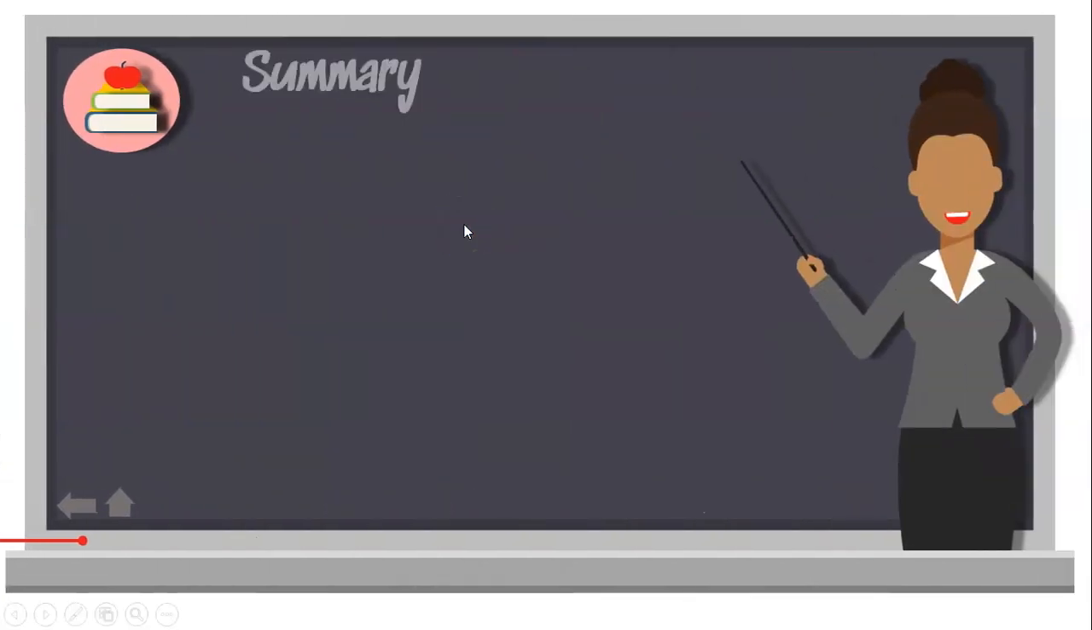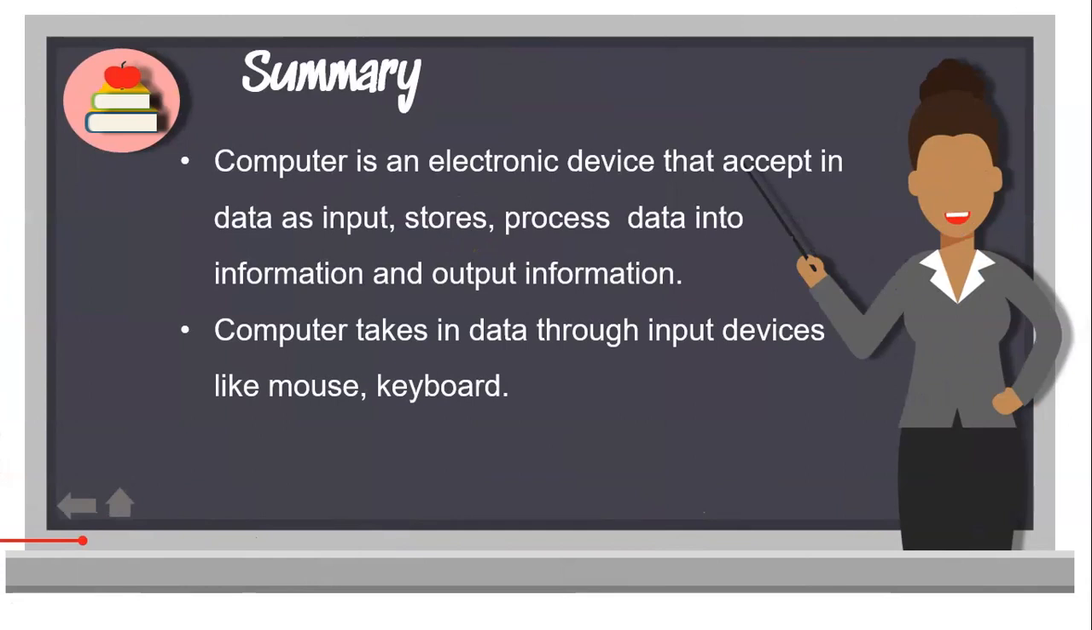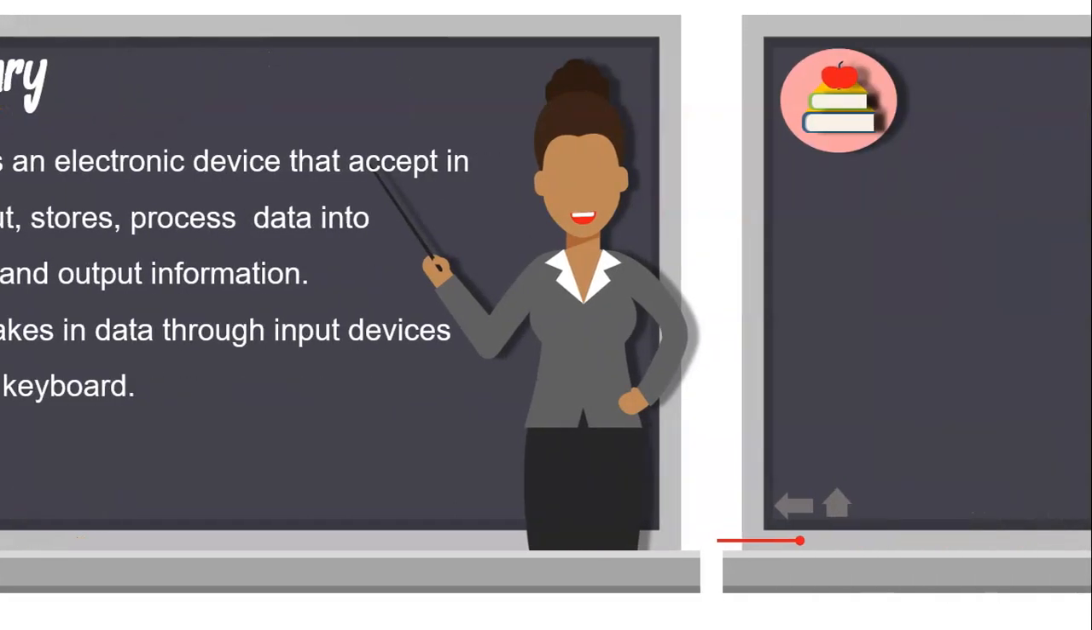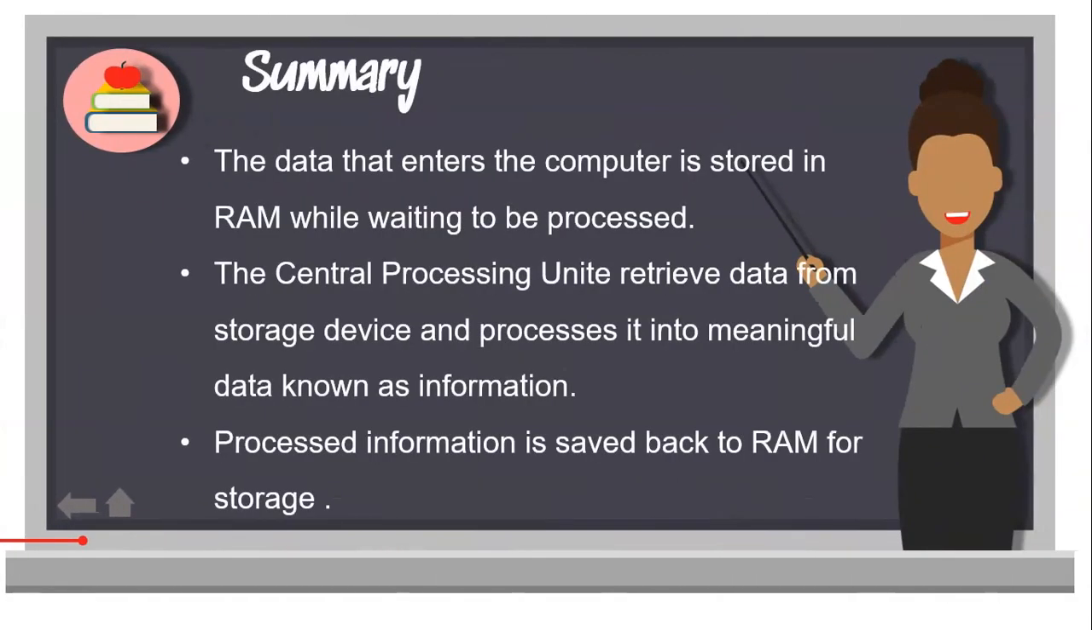Now, to end up what we have learned today, these are the key points you need to remember. A computer is an electronic device that accepts data as input, stores it, processes data into information, and outputs information. The computer takes in data through input devices like the mouse and keyboard. Also, data that enters the computer is stored in RAM while waiting to be processed. These are very important facts.